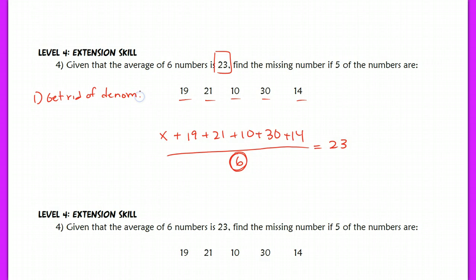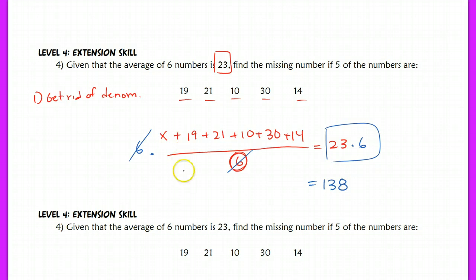To do that, just like we practiced before, we're going to multiply by 6 on both sides. Now that 6 in the denominator will cancel out, and on the other side, I have 23 times 6. So I would stick that in my calculator, and that total over here is 138 now.